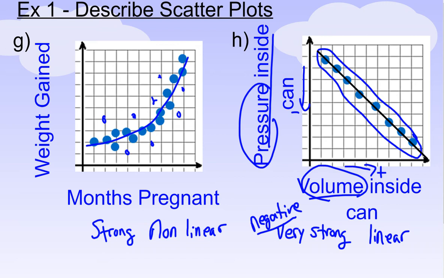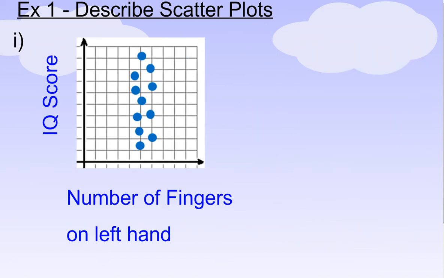Okay, so we've talked about describing scatter plots, and honestly, that's a good bit of what you're going to have to do. You're going to have to be able to describe scatter plots based off data we give you. Oh, here's one more. This is a scatter plot that has the number of fingers on your left hand and your IQ score. So go ahead and quickly check out and do this problem. When you're ready to continue, hit play. We'll go through it together.